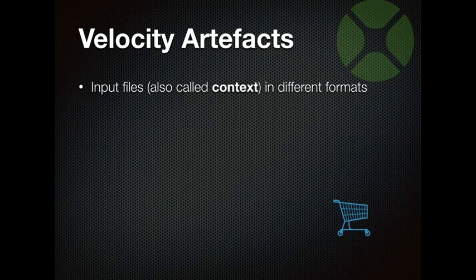Velocity artifacts. What parts are we working with? There are input files, which are also called context, in different formats. It can be XML, it can be a text file, and so on. It's called context. That is what is used for filling into the template.